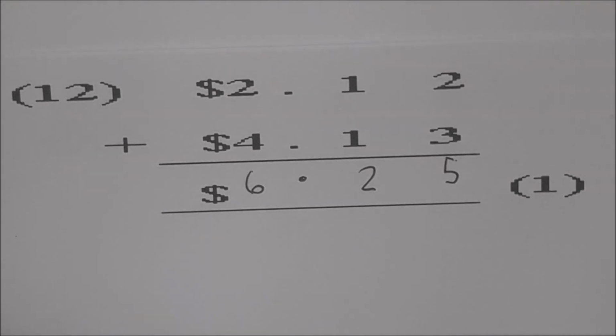The usual mistake, students forget to put the decimal point in. You have to put that point in, or else it would be $625. So it has to be $6.25. So the point is very important, and encourage your students to put it in and not leave it out.